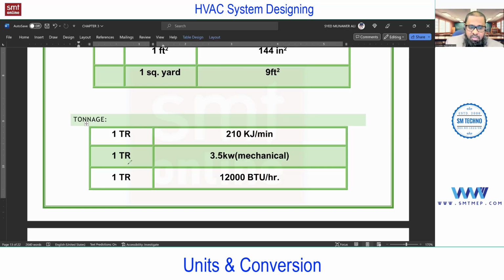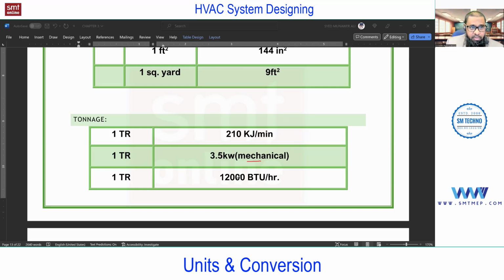Next, 1 ton in terms of kilowatt. This also, 3.5 kilowatt, and it's mechanical, not electrical. And this is fixed. This will not change. Electrical kilowatt will change as per the efficiency of the unit. That we'll discuss at the time of calculation. But this is a fixed mechanical kilowatt. In terms of BTU, 12,000 BTU per hour. Okay, this also we discussed.